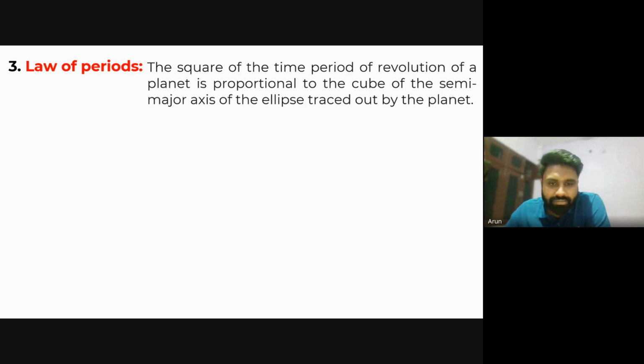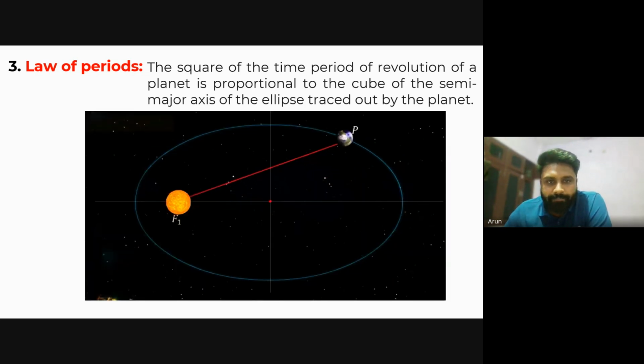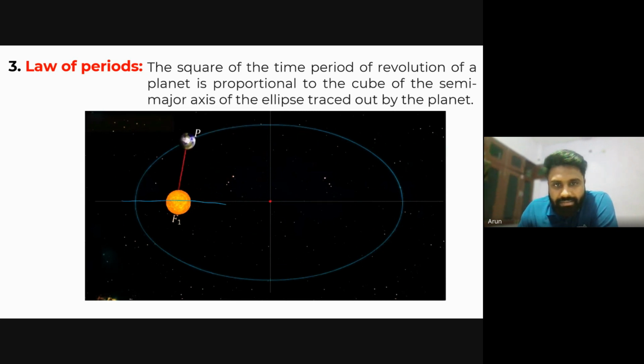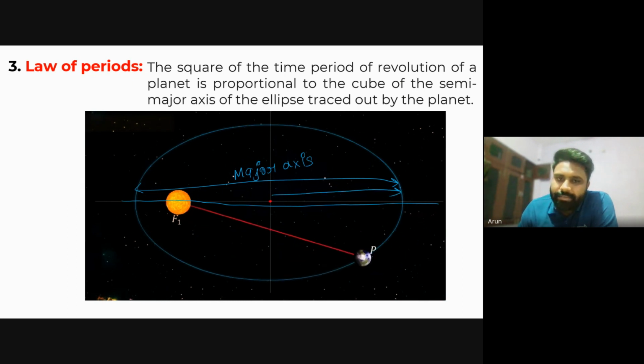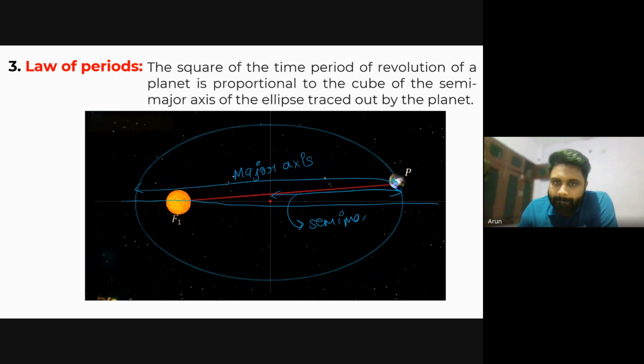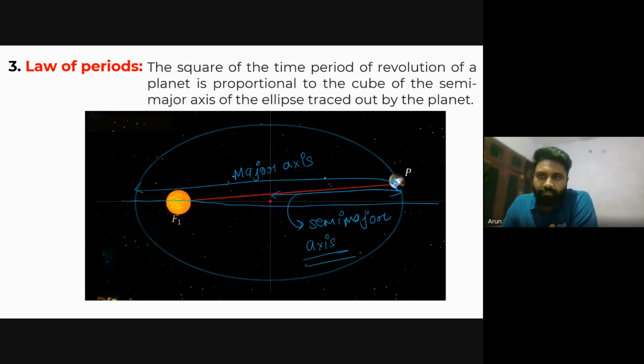In simple words, we can say that this is the semi-major axis, this axis is the major axis, the complete major axis. This complete length is the major axis. This is the major axis. And this half is the semi-major axis. Semi-major axis. Okay. Got it?